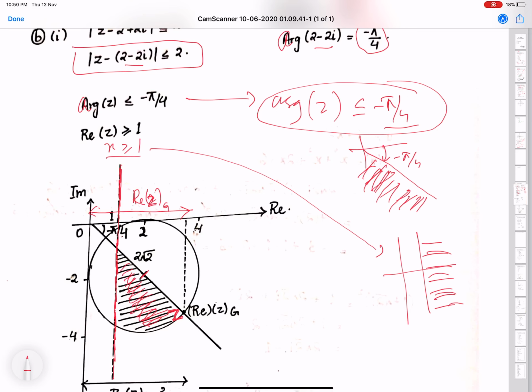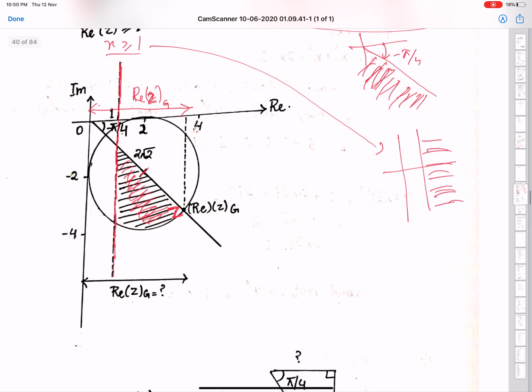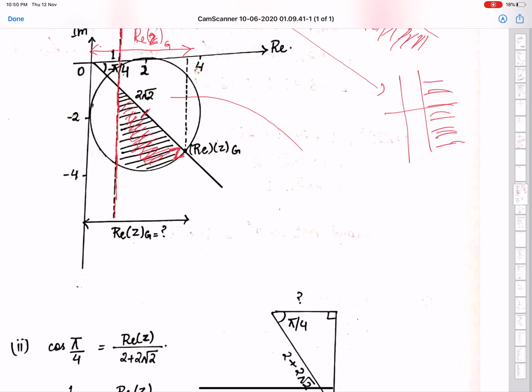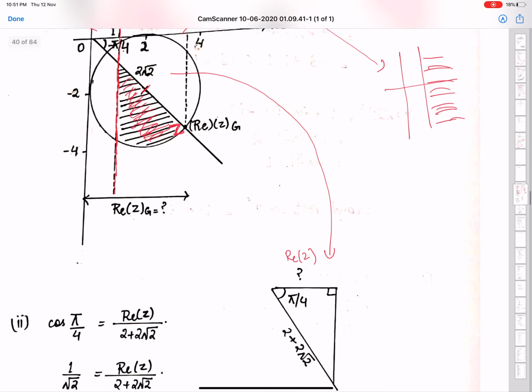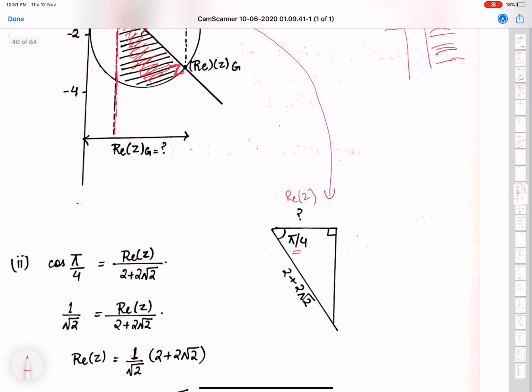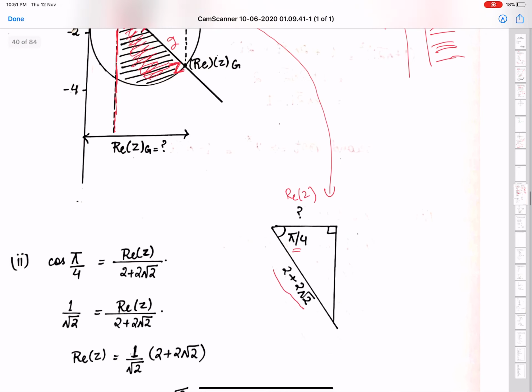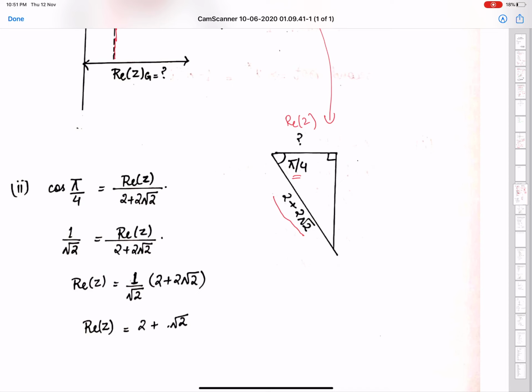Now, how to find this real part of z greatest? This is very simple. You just need to use triangle. Consider this triangle here. We need this distance, real part of z. Since this angle is pi by 4 and this is 2 plus 2 root 2, because the length from origin to center is 2 root 2 and this is radius. So the total length will be 2 plus 2 root 2. Therefore, by using cos in this triangle, we can easily get real part of z.